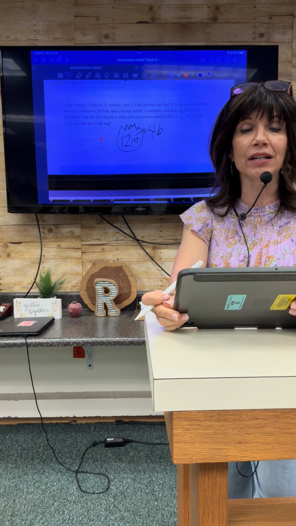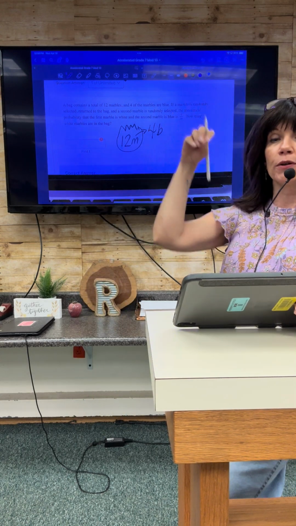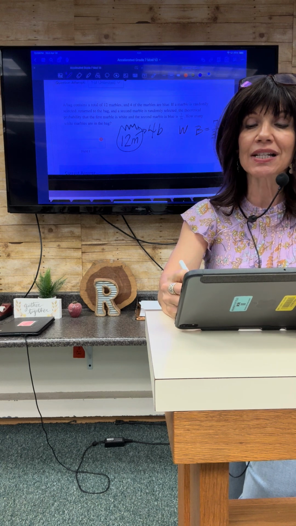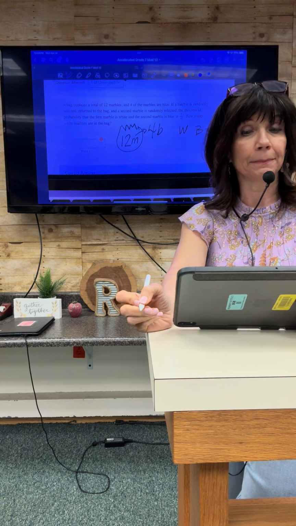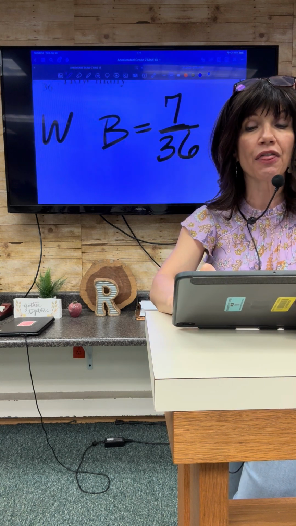If a marble is randomly selected, return to the bag. So a marble is pulled from the bag. It is then returned. A second marble is then randomly selected, pulled from the bag. It is then returned. The theoretical probability that the first marble is white and that the second marble is blue equals 7/36 probability. How many white marbles are in the bag?